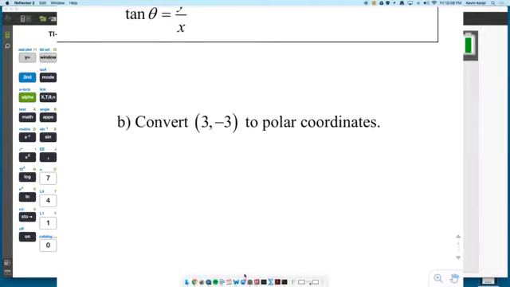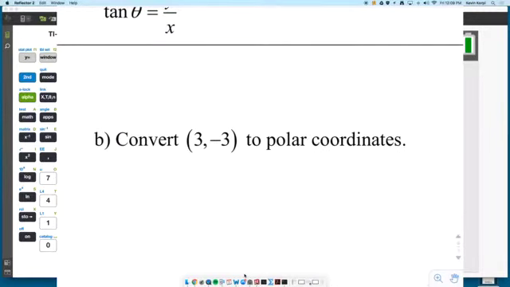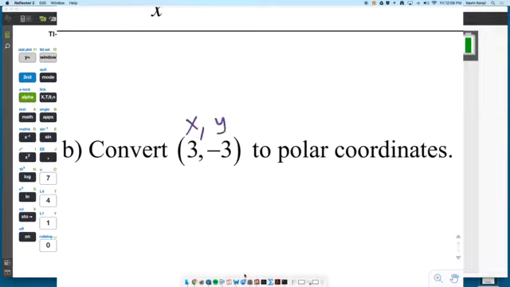All right, we're going to work one example each way. Now I'm converting 3, negative 3 to polar coordinates. So now I have an x and y. Let's go ahead and plot that point. 3, negative 3.